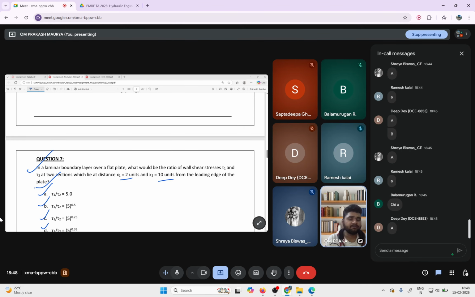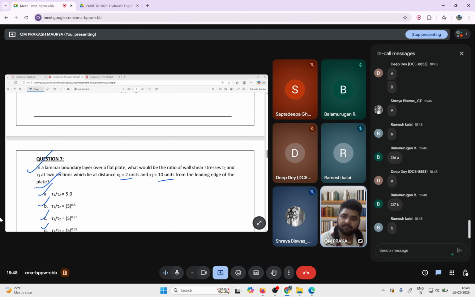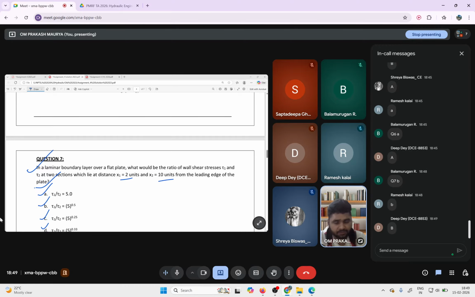Okay, so I am expecting answers from your side. Just without solving, you can also think what the correct answer is. No need to solve, for a student whatever. We have already solved this question actually, so you need not think much. Okay, so Bala is telling B option. Ramesh is also telling B option. Okay, Deep is also telling B.